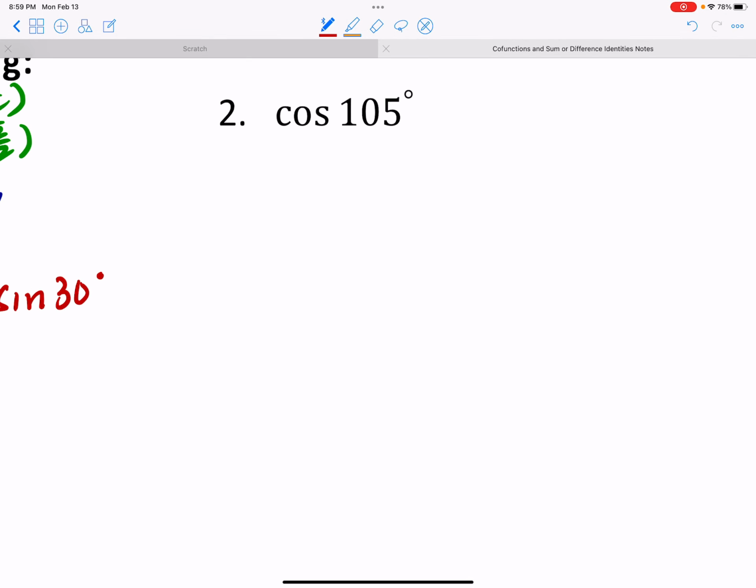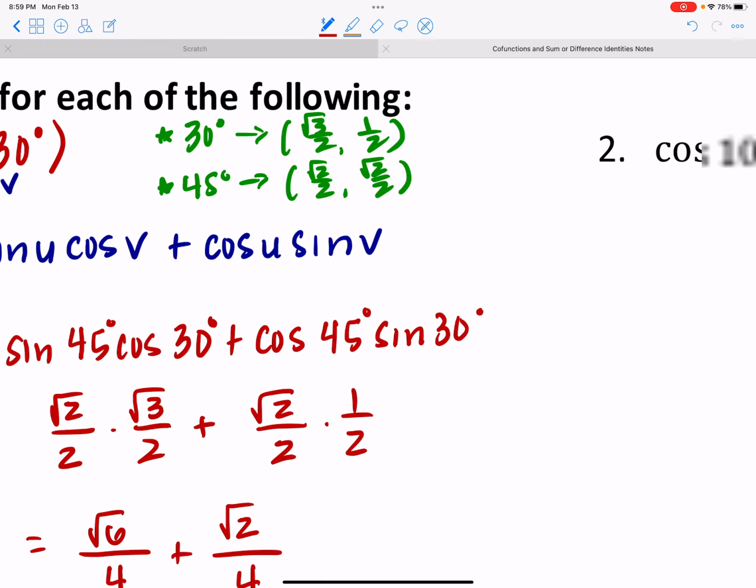Cosine of 105, and there's going to be multiple ways to do these. So it kind of is what's jumping out at you. You're trying to find a way to rewrite the 105 in terms of angles that are on the unit circle. So maybe we can look at the unit circle.